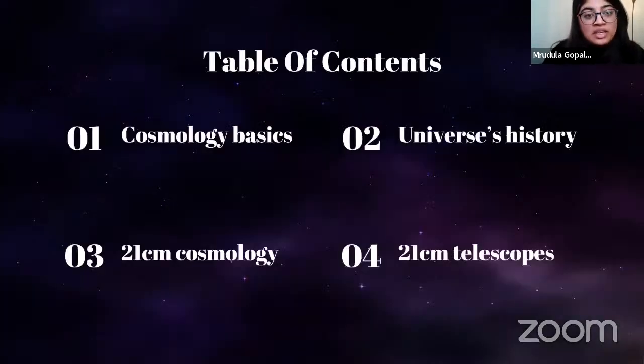So basically, we're going to be covering 4 major topics. One is cosmology basics, and we'll go over the universe's history, give you an introduction about what 21 centimeter cosmology is, and end it off with the kind of telescopes used to do 21 centimeter cosmology. If you have any questions, I probably won't be able to monitor the chat window at the moment, but if you can note down the slide name or number, we can go back and I can answer questions in the end.